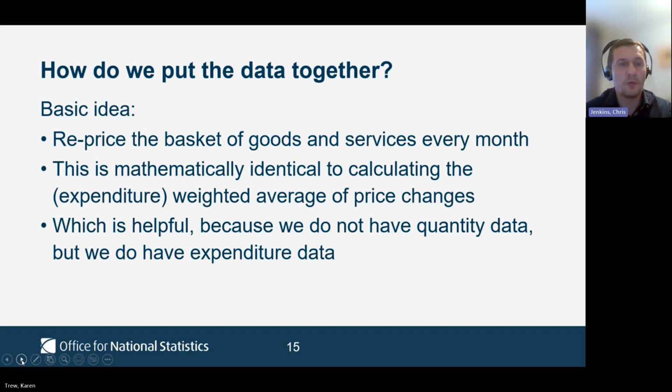Remember earlier I mentioned weights, and these are important to ensure that any price change in the basket is given its relative importance in the changing cost of the overall basket. Now, mathematically, the approach we take is identical to calculating a weighted average of price change across the whole basket. Next slide, please.